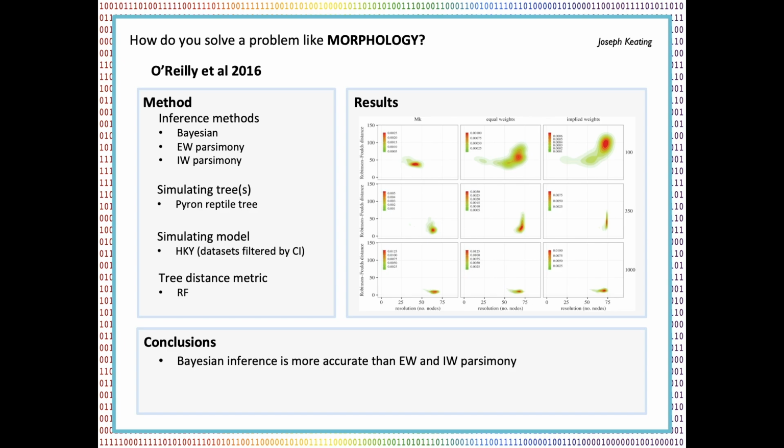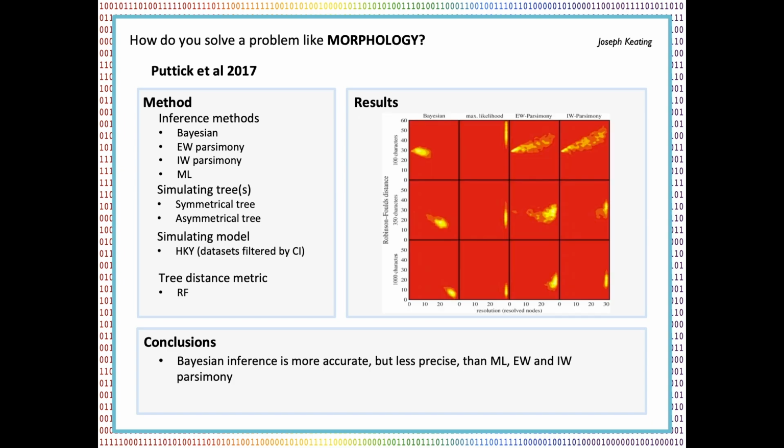They estimated trees using Bayesian inference, equal weighting, and implied weighting parsimony, and found that Bayesian inference outperformed both parsimony methods. The following year, the same authors, this time led by Mark Puttock, expanded their study, this time simulating data on perfectly symmetrical and asymmetrical trees in order to consider the effect of tree shape on accuracy. They also tested maximum likelihood estimation for the first time. They found that Bayesian inference was more accurate than all other methods, but at the cost of precision.